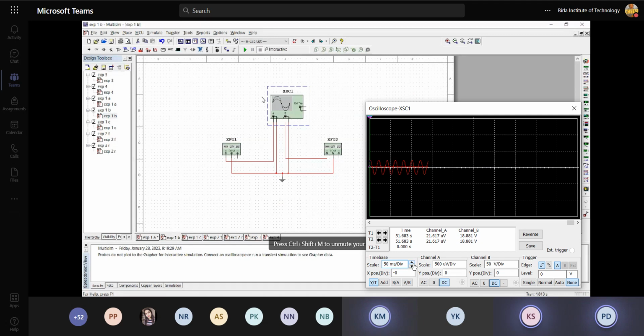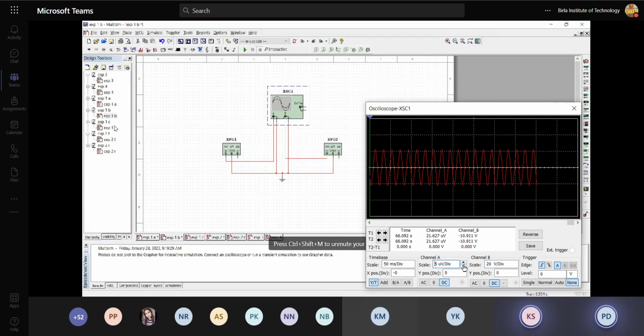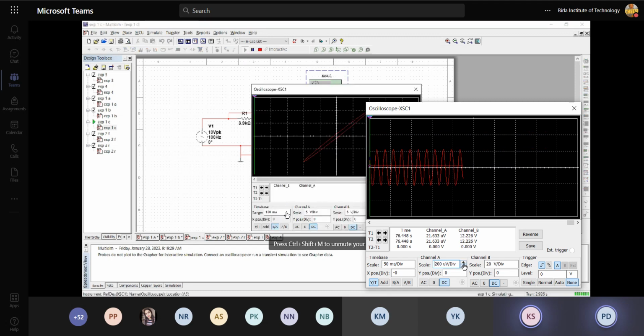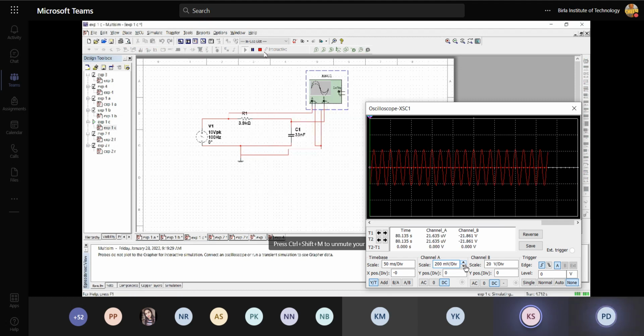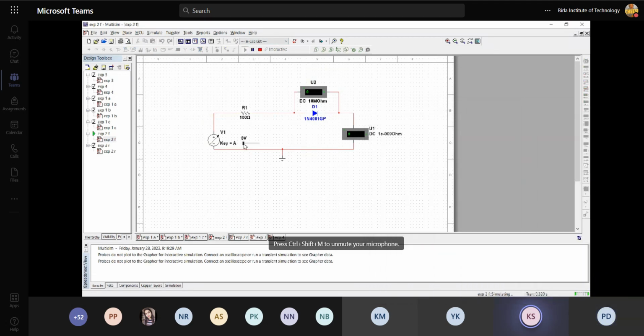The pattern is visible. Okay, got it. This is the third part. Ma'am, is it visible? Okay, I'll go to the forward bias one. Ma'am, this is the forward bias one. Start it.